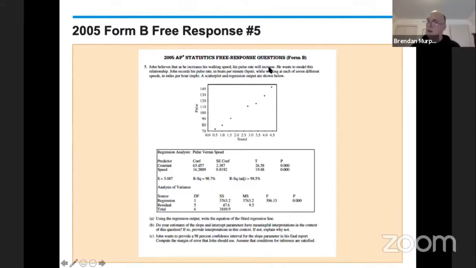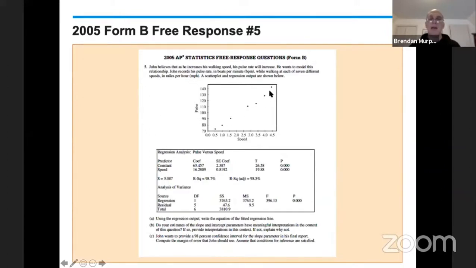That makes sense? The quicker I walk or run, the pulse goes up. He wants to model this relationship. John records his pulse rate in beats per minute while walking at each of 7 different speeds in miles per hour. Looks like we've graphed that. Speed is my explanatory variable. My pulse rate is my response.